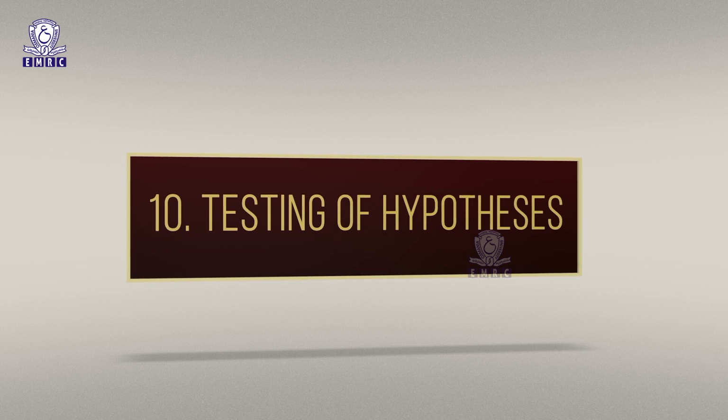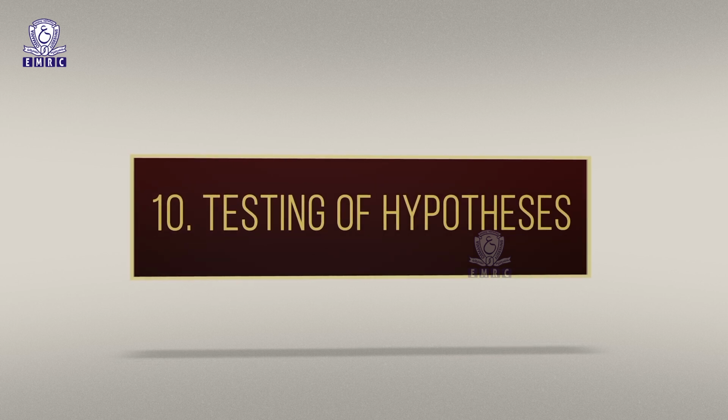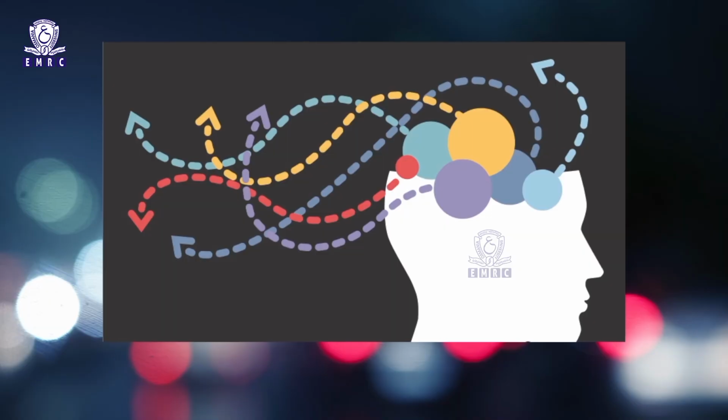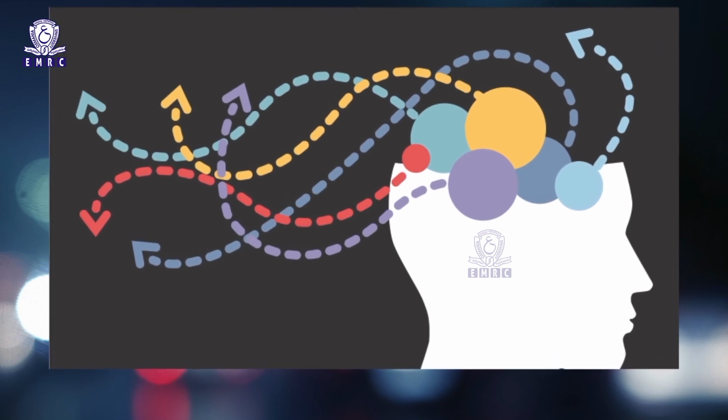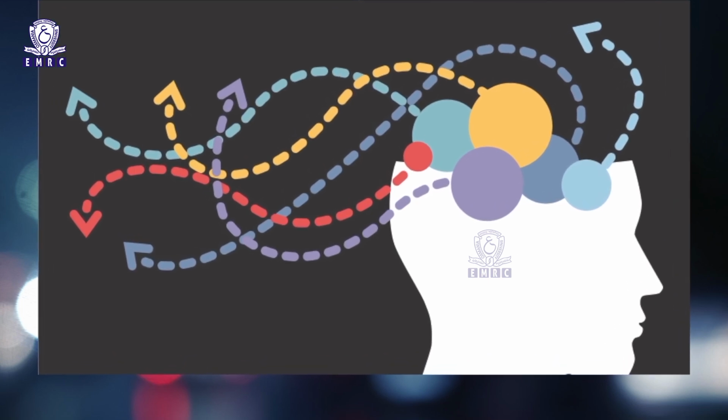The 10th step in the research is testing of hypothesis. Sociological studies do not always generate data that confirm the original hypothesis. In many instances, a hypothesis is refuted and researchers must reformulate their conclusions. In behavioral sciences, it is not possible to test several hypotheses directly.